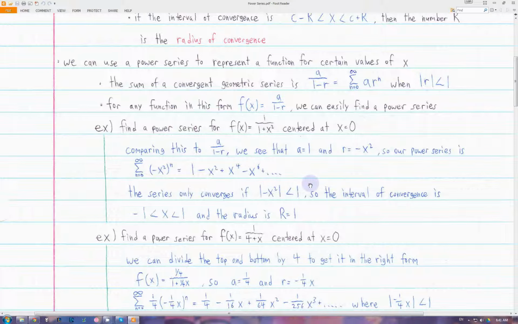So we can test the interval of convergence because the absolute value of the ratio, negative x squared, must be less than 1. So then x is going to be between negative 1 and 1. And so this is the interval of convergence, and the radius of convergence is going to be 1. Because we're centered at 0, and we go out 1 to either side of 0.